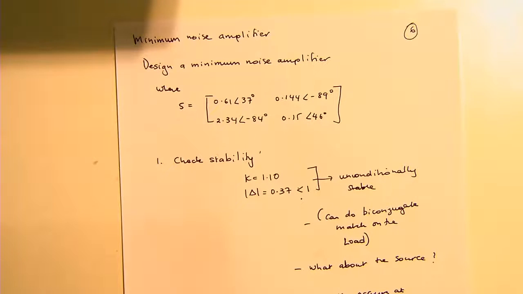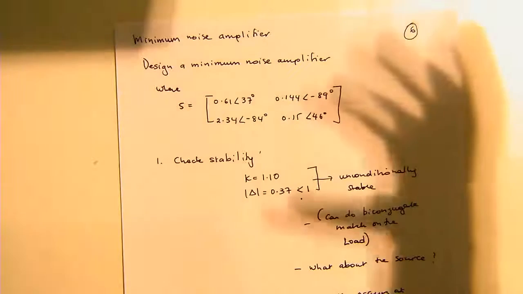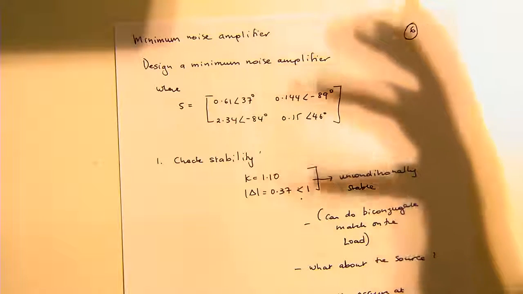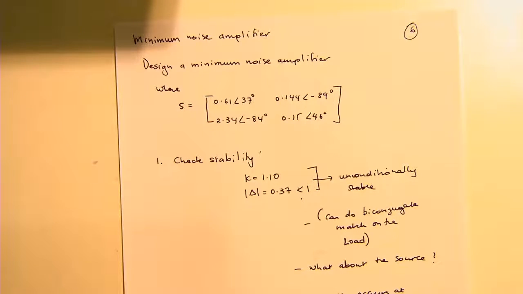But we can't do that at the source, because we know if we chose the biconjugate match at the source, it would very likely give us a terrible noise figure, right? And we did an example, I can't find the slides, but we did an example where we showed that if we did that, we got a very large noise figure.